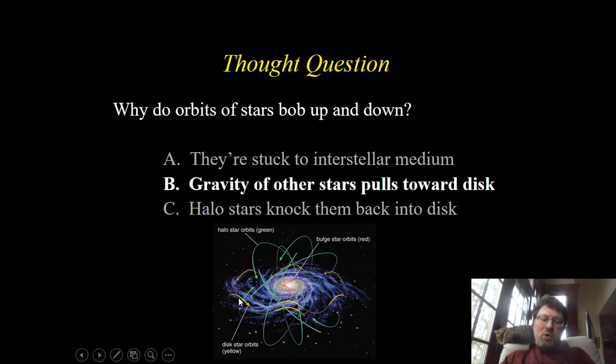And so that pulls it downward a little bit. And then it overshoots and maybe goes below the disk a little bit. And now there's more mass above it, again, back towards the disk. And so then it's pulled back up toward the disk.